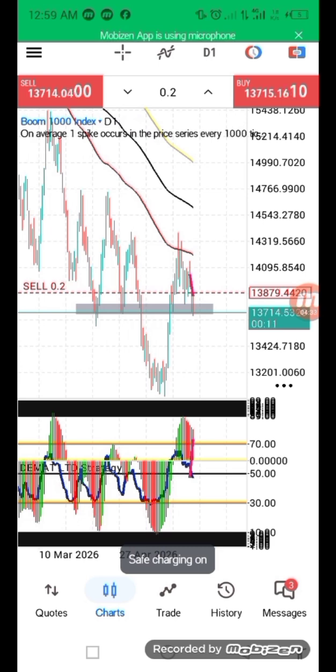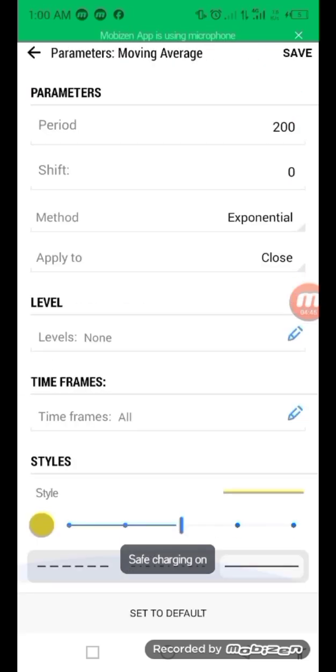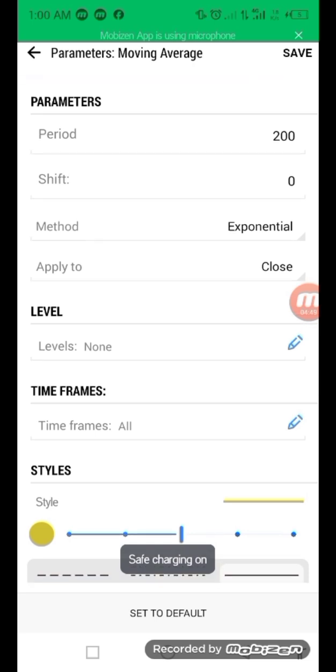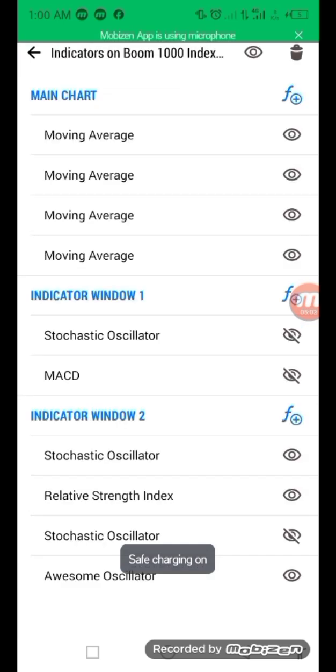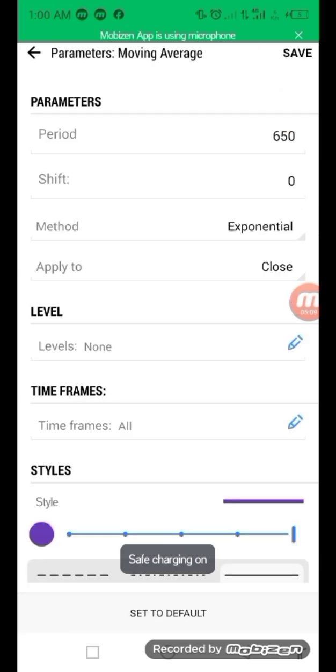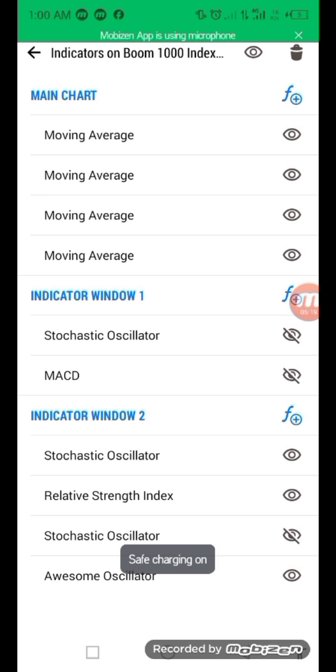So quickly, let me just give you the settings for this strategy. Here we have exponential moving average 200. You can just take a screenshot. We have the exponential moving average 150, the black. Then we have exponential moving average 100. These are the three major exponential moving averages. But in addition, we have the exponential moving average 650.